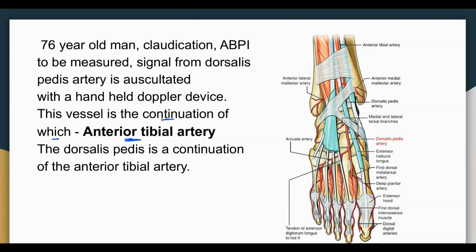Now in the anterior compartment of the leg, we have this anterior tibial artery, and there is an important concept where it is present between the tibialis anterior and the extensor hallucis longus. Now it then crosses the ankle joint and becomes the dorsalis pedis artery. This dorsalis pedis artery, which is present over here, is present between the extensor hallucis longus and extensor digitorum longus.